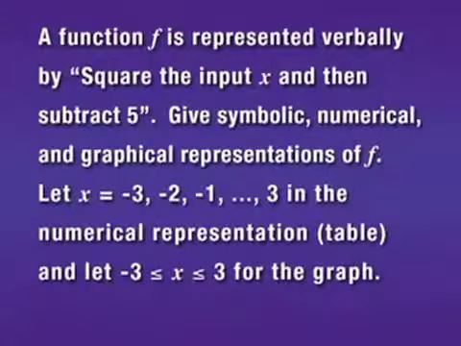A function f is represented verbally by square the input x and then subtract 5. Give symbolic, numerical, and graphical representations of f. Let x equal -3, -2, -1, all the way through 3 in the numerical representation, the table, and let -3 is less than or equal to x is less than or equal to 3 for the graph.